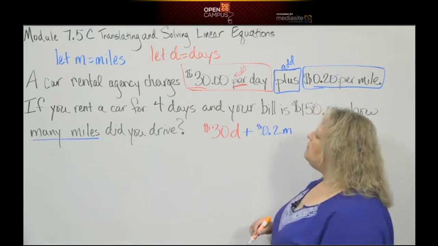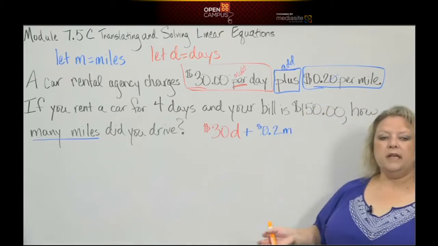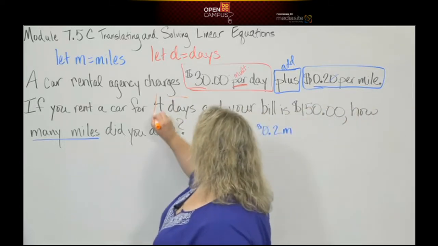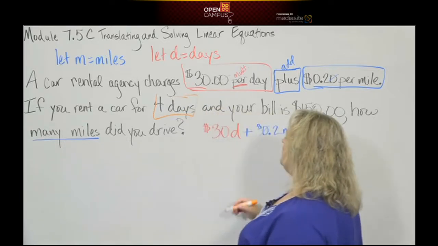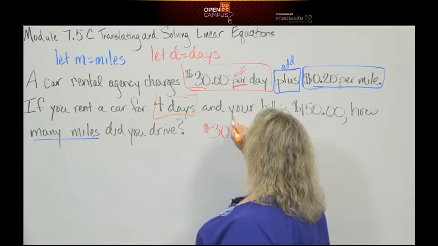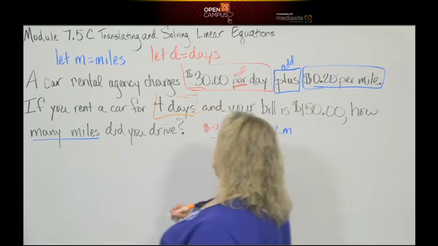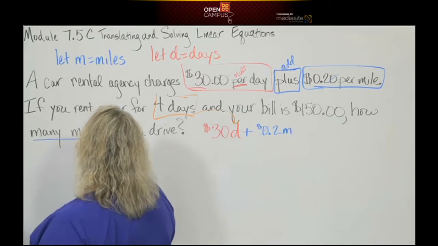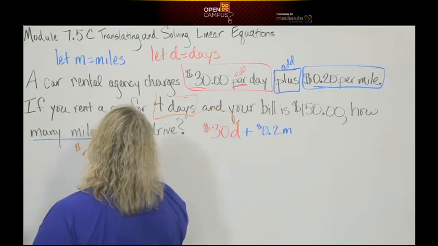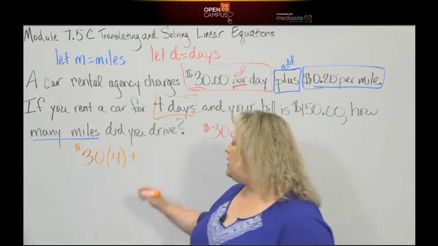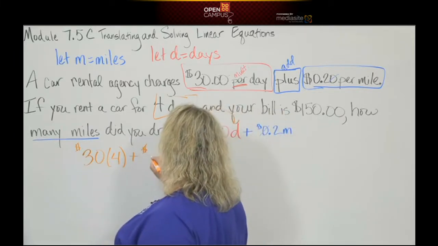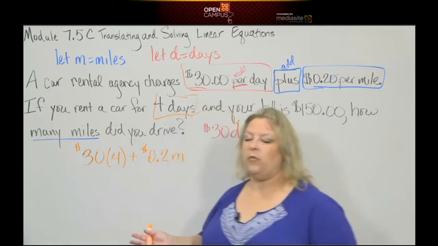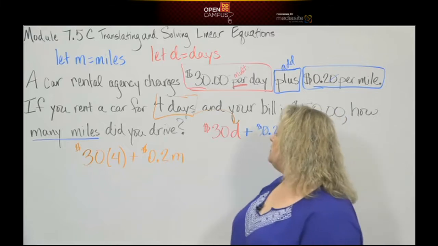Now it says, if you rent a car for 4 days. It actually tells me the number of days I'm going to rent my car, so that can go in place of my D. So I have $30 times 4, because it says I'm renting for 4 days, plus 20 cents times my number of miles. It still hasn't told me how many miles I'm driving yet.